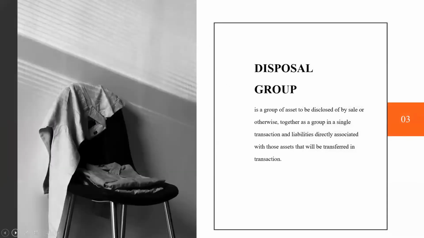Ang non-current asset ay kilala din bilang disposal group, which is a group of assets to be disposed of by sale or otherwise, together as a group in a single transaction, and liabilities directly associated with those assets that will be transferred in the transaction.